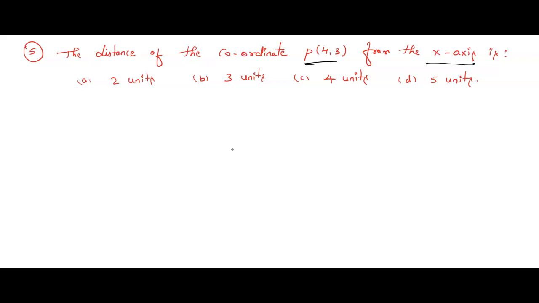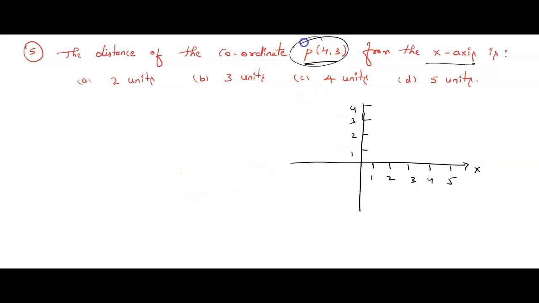Okay, see here, I will show you an example. This is my y-axis and let me say this is my x-axis. The values of x: 1, 2, 3, 4, 5 and 1, 2, 3, 4, 5. Similarly on the y-axis: 1, 2, 3, let me say 4. Where is the point P? P is (4, 3): x is 4, y is 3.